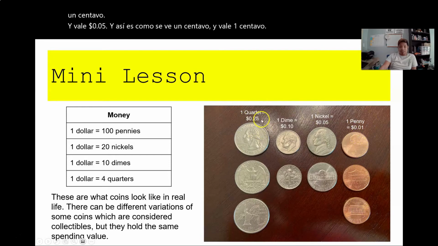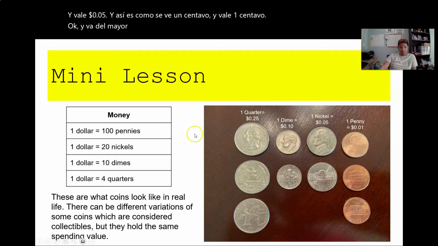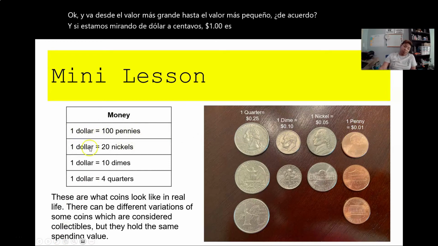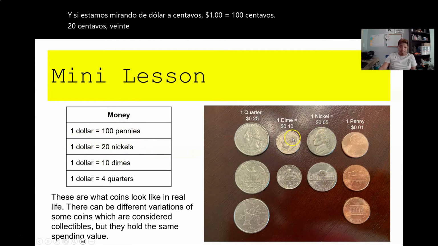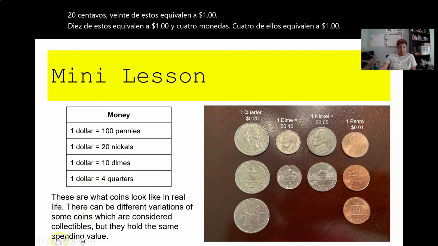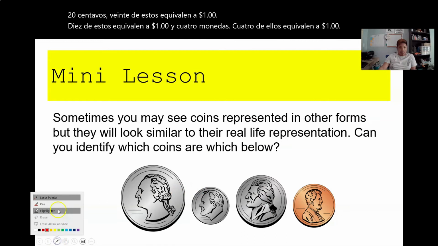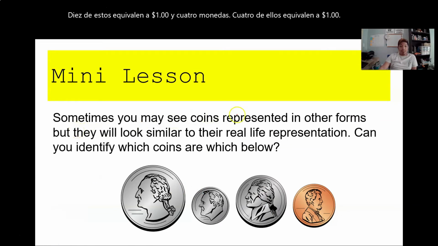Okay, and it goes from the biggest value to the smallest value. And if we're looking from dollar to pennies, $1 equals 100 pennies. 20 nickels, 20 of these equals $1. 10 of these equals $1, and 4 of these coins equals $1. Sometimes you may see coins represented in other forms, but they will look similar to their real life representation.